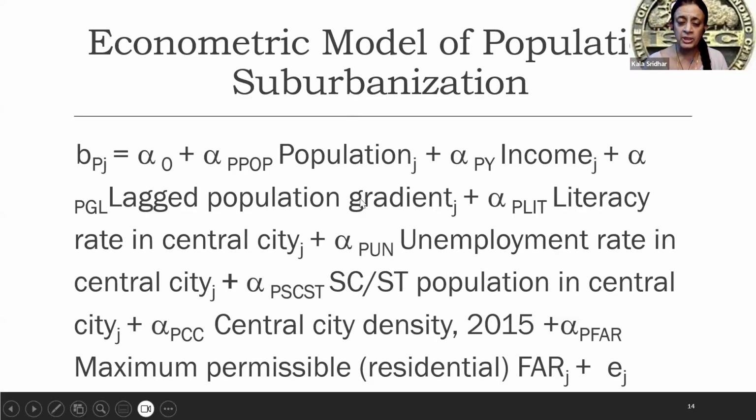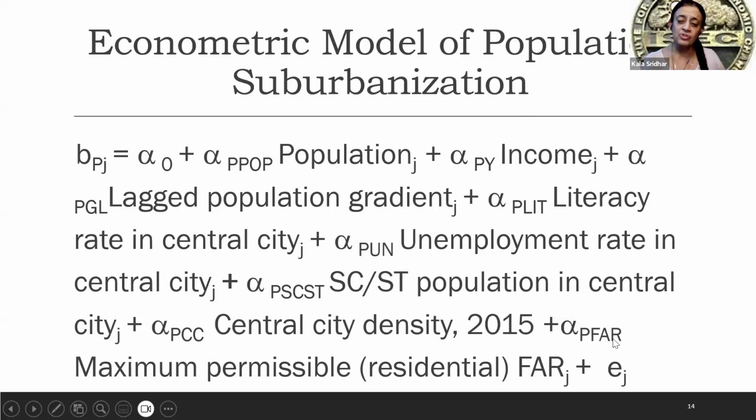So the lagged value of the population gradient from 1975 is used to explain the population gradient in 2015. And the literacy rate in the central city is used to indicate the central city vis-a-vis that of the suburbs, and the unemployment rate in the central city, and the scheduled caste and the scheduled tribe population in the central city. These are socially discriminated against, like the African American population in the US. So they are used as a measure of social discrimination against the population, whether or not people move away from them, and central city density in order to indicate the stress on infrastructure, and land use regulations in the city, most importantly denoted by the floor area ratio.